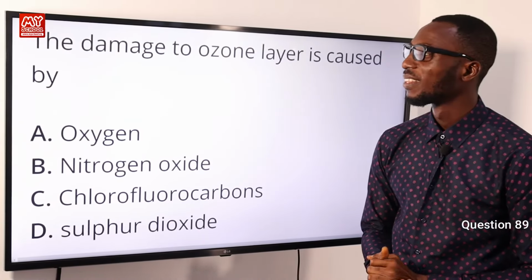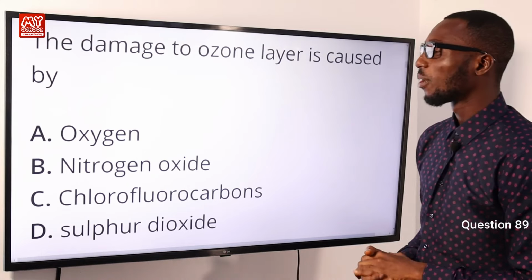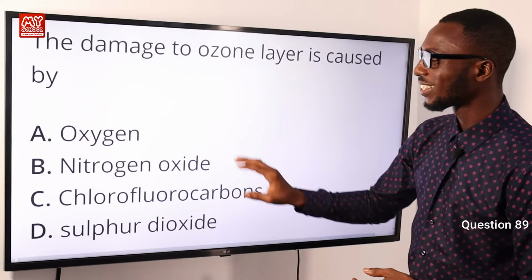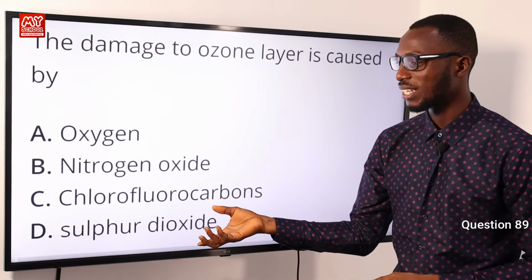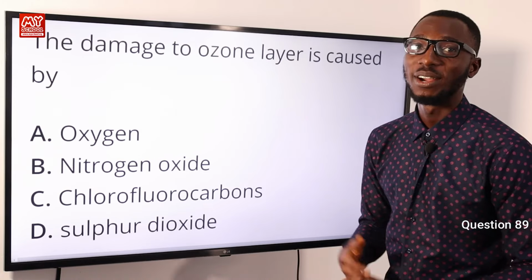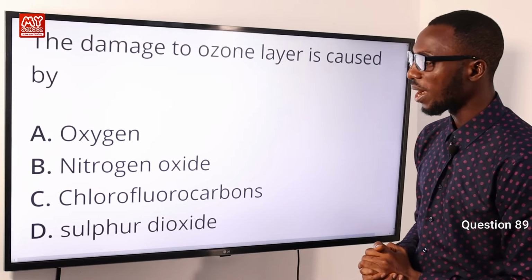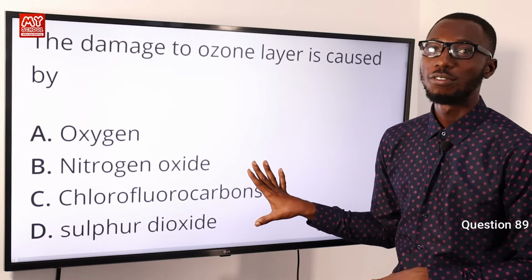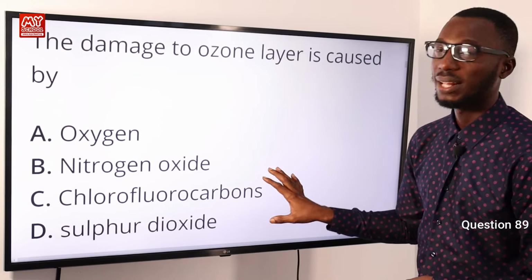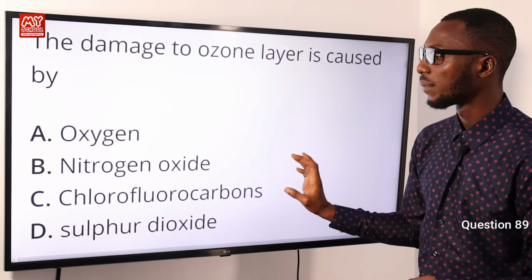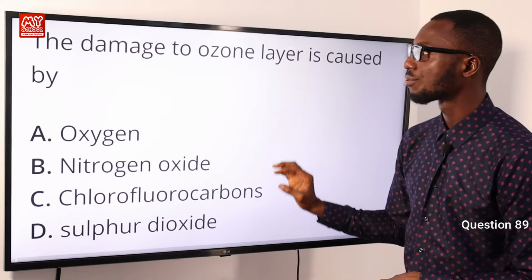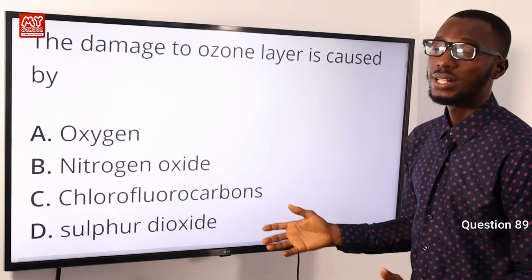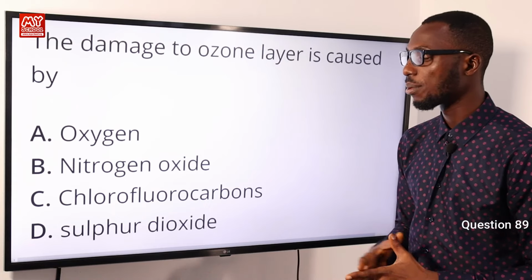Question 89. The damage to ozone layer is caused by what? This is definitely not by oxygen. Nitrogen oxide and sulfur dioxide, we know that they cause acid rain. So I think the main culprit we have here is the CFC, chlorofluorocarbon. They cause very bad damage to the ozone layer. They lead to ozone depletion. So the correct option here is option C, chlorofluorocarbons.